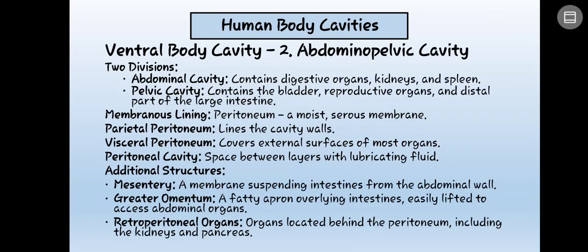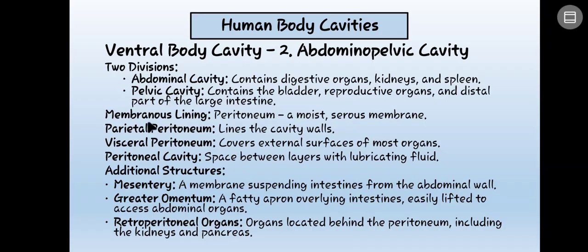The same thing applies to the abdominal pelvic cavity, which is the second portion of the ventral body cavity. Abdominal pelvic cavity consists of the abdominal cavity and the pelvic. Within the abdominal cavity, we have the peritoneal cavity. And this peritoneal cavity actually contains a fluid we call peritoneal fluid.